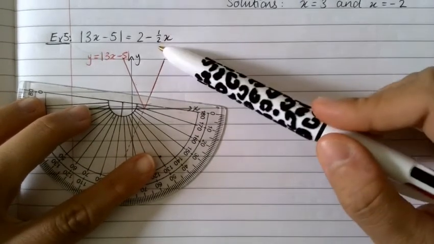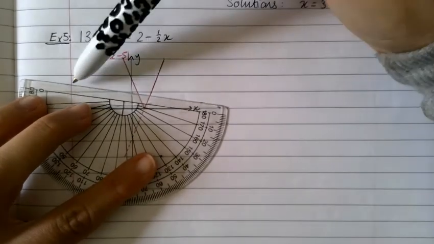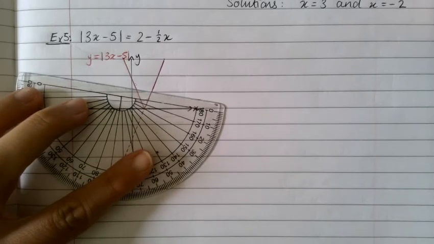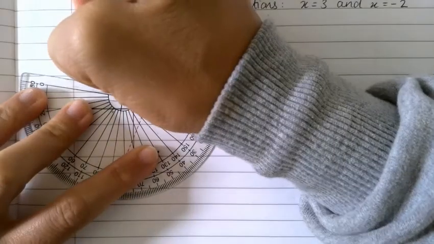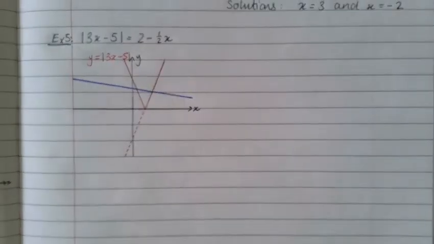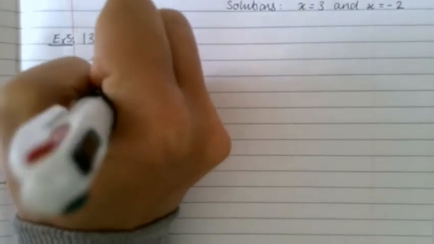Because of the gradient of negative a half. It's a downward slope, and it's much less steep. So this is obviously completely not to scale, but there we go. There's my plot of y equals 2 take away a half x.